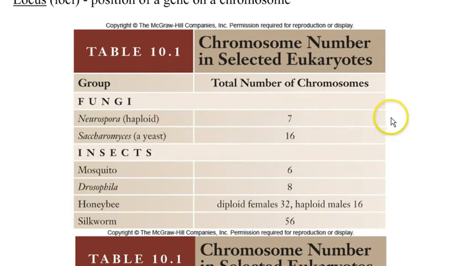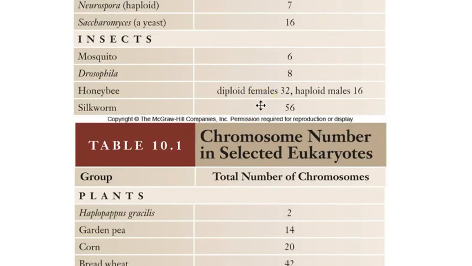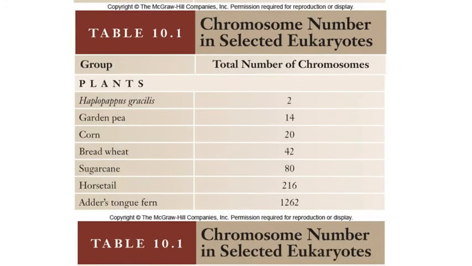which is haploid, but obviously anything that's sexually reproducing, where you're going to get half the chromosomes from mom and half from dad, is going to have an even number. You can see mosquitoes have 6 chromosomes, fruit flies have 8, honeybees, if they have 2 complete sets, if they're diploid, they're females, 32. If they're only haploid, they're males, 16. Silkworms, 56. Some other things here, Mendel's garden peas, 14 chromosomes.